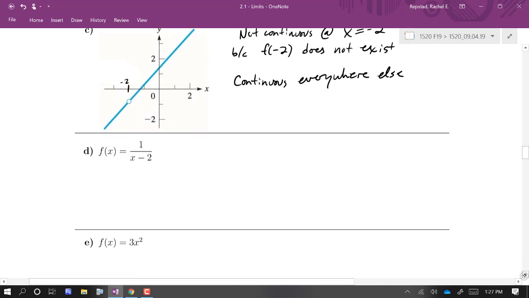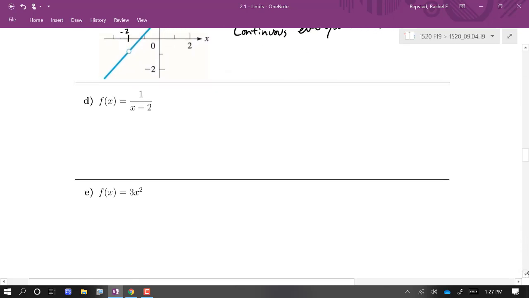What kind of funny business is going on in part D? Or where do we suspect we might find a problem? 2. At 2, and why is that? Because you'd have a zero in the denominator. Yeah, we can't divide by 0. So this is not continuous at x equals 2 because f of 2 doesn't exist, right? We can't plug it in. We can't divide by 0.